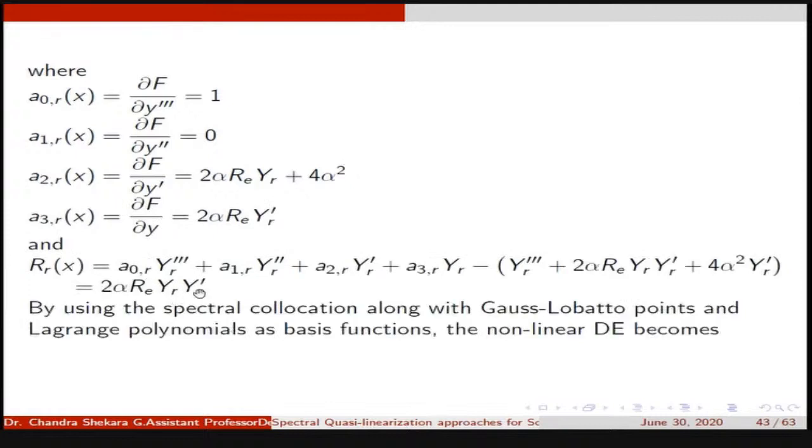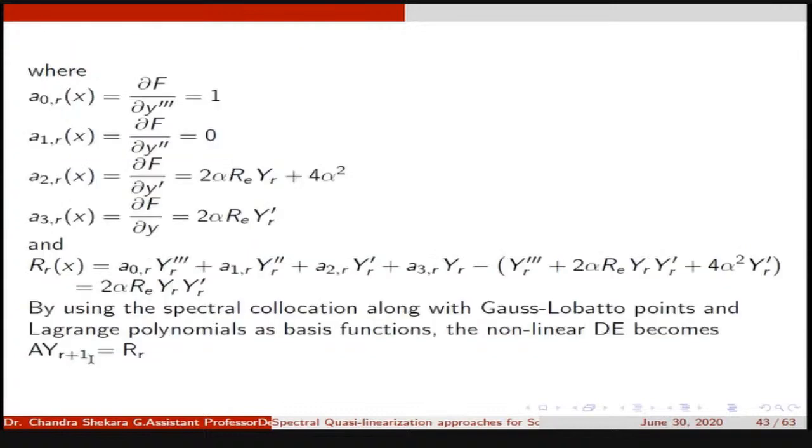Since the equation is now linearized, I'll use the spectral collocation method with Gauss-Lobatto points and Lagrange polynomials as the basis functions. Then this equation becomes just a system of equations with y r plus 1 as unknowns. Then solve this system of equations, and we'll get the required solution.